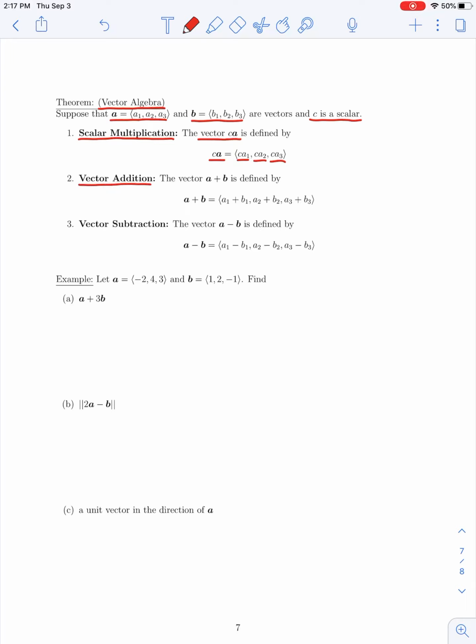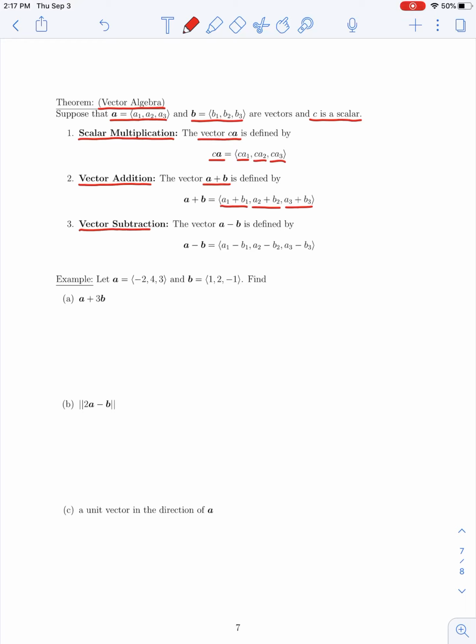Vector addition is defined or denoted as A plus B, and the components of the sum A plus B are given by the sum of the components of our vectors component-wise. That is, the first component is A1 plus B1, our second component is A2 plus B2, and our third component is A3 plus B3.